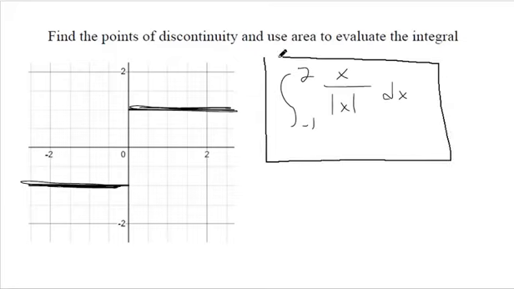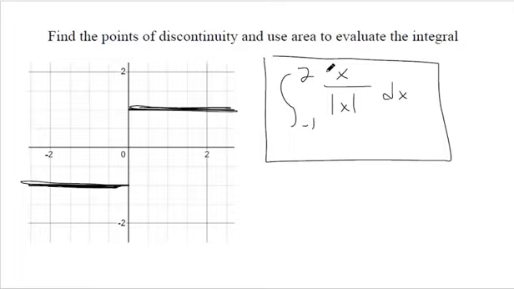So we have this integral. We're asked to find the points of discontinuity and then use area to evaluate the integral. So we'll start with the points of discontinuity. A point of discontinuity is a place where if you're tracing the graph with your finger, you'd have to lift your finger to get to the next part of the graph.